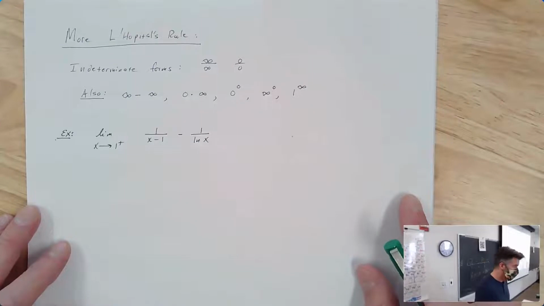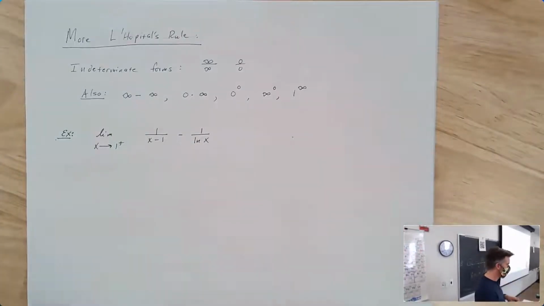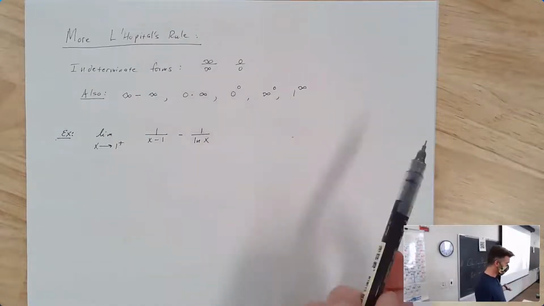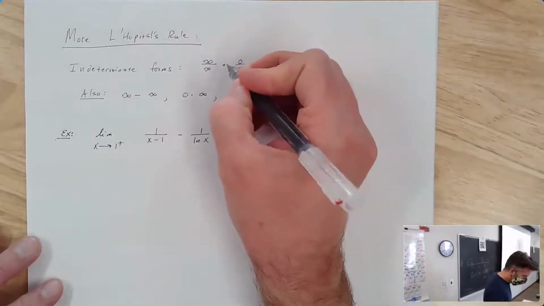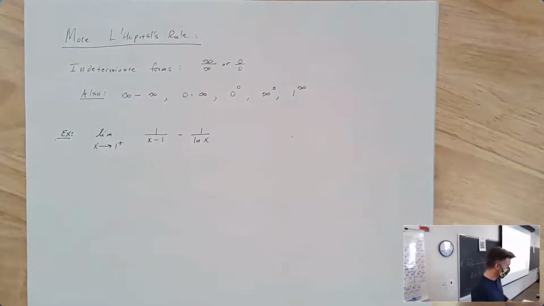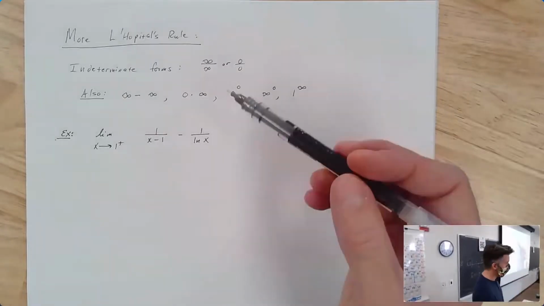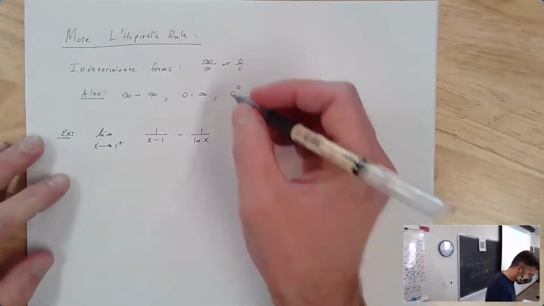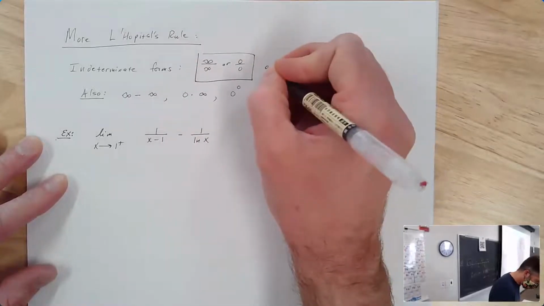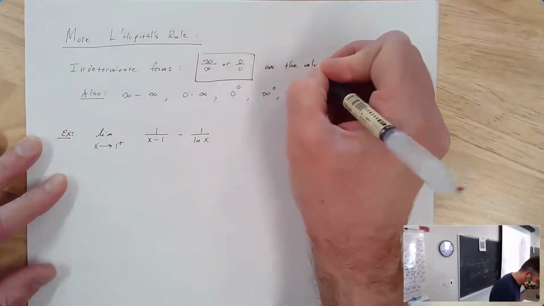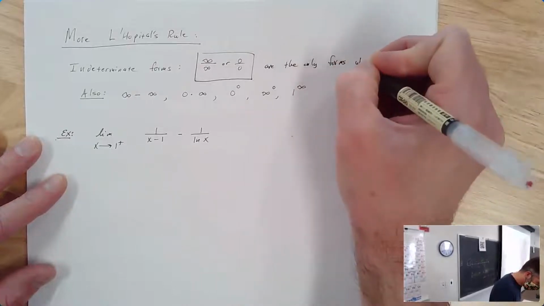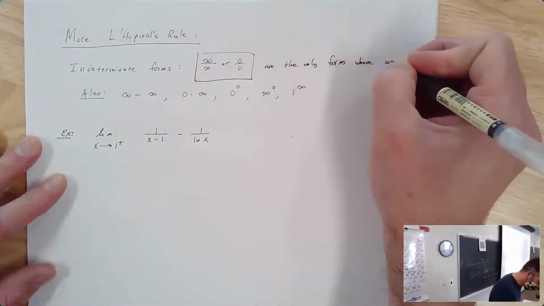So last class, which was a whole week ago, we talked about L'Hopital's rule a little bit, and we mostly just covered the two main ways of using L'Hopital's rule, which is if you have an infinity over infinity or 0 over 0. In fact, these are actually the only times you can use L'Hopital's rule. If you have anything else and you want to use L'Hopital's rule, you have to make it look like this to use L'Hopital's rule. So these are the only forms where we can just straight up use L'Hopital's rule.